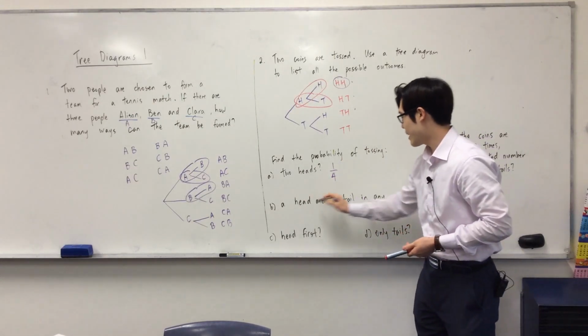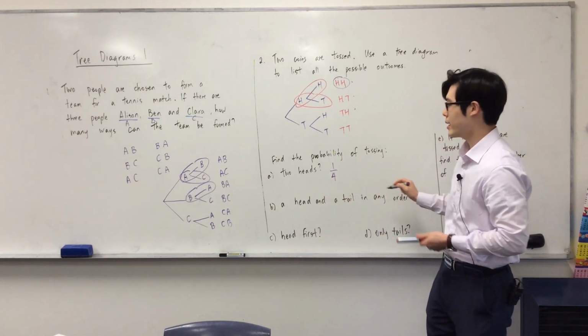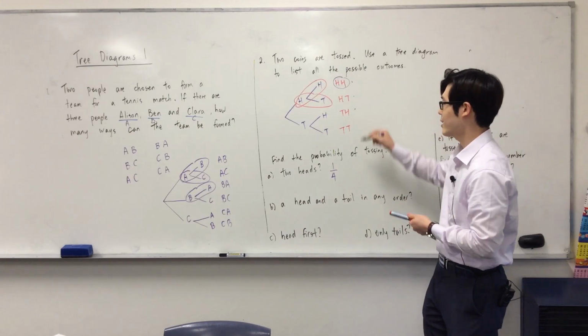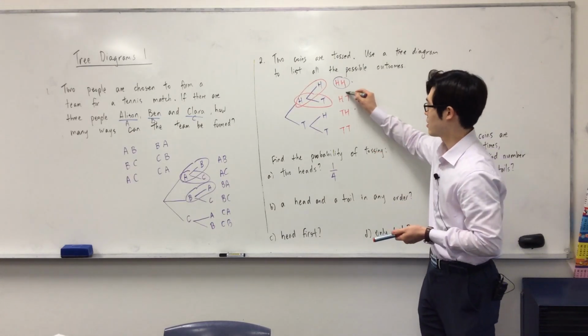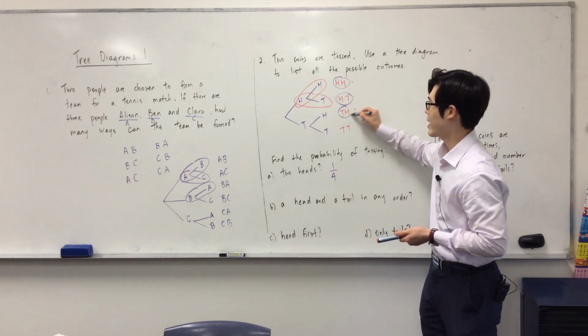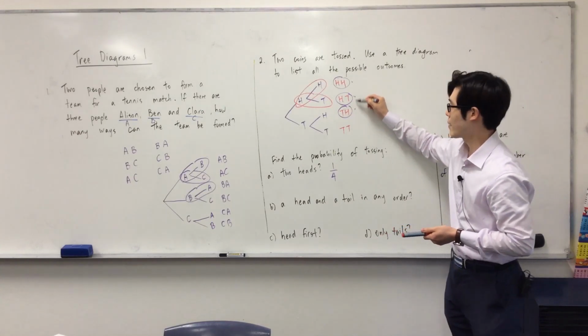Same thing, a head and a tail in any order. How many head and tails are there here in any order? Two. This one, head and tail, or tail and head, because it doesn't matter which order it is. So how many is there?